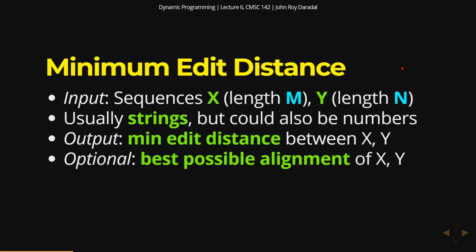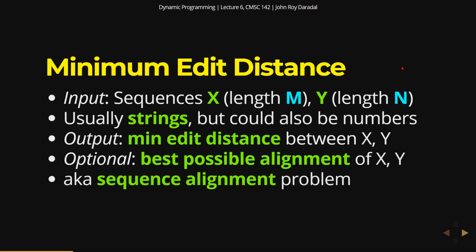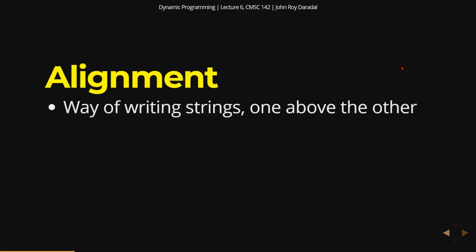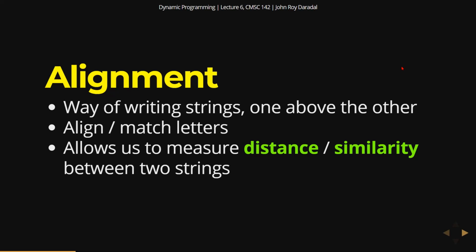Okay, before we do that, we'll also need to find the best possible alignment of x and y, optional. So that is what we're trying to look for. This is actually also known as the sequence alignment problem. So what does this mean actually? An alignment is just a way of writing strings one above the other. So one word on top of the other, and we are trying to align or match the letters, or the items. And the alignment allows us to measure distance or similarity between two strings.